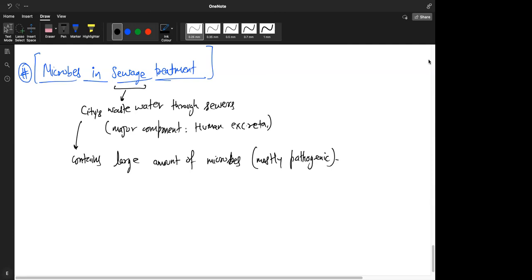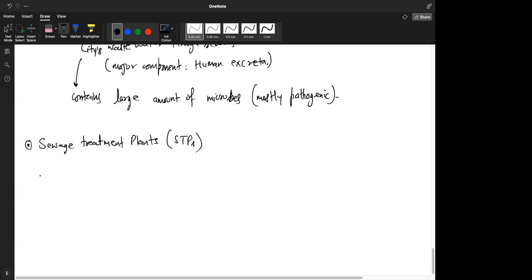Now, how are we going to do it? Let's write down the steps. Write down the first step. The sewage waste is treated in sewage treatment plants, known as STPs, before releasing it into the natural water body.